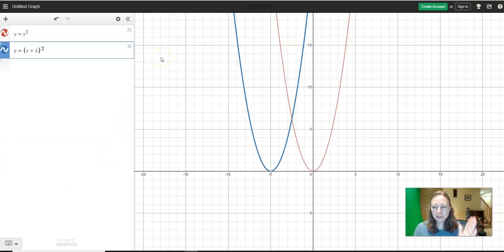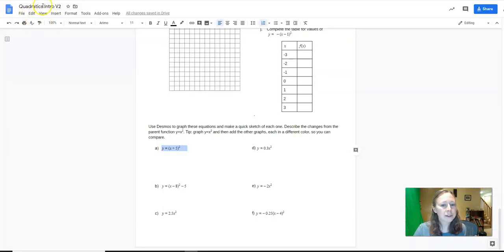And on your paper, you can just draw a little coordinate grid. So I'll show you what that might look like for me. Use the drawing tools. Okay, so I would draw a little axis like this, and notice that (x plus 5) squared shifted it this way, like that. So to the left, about 5 places. That's what the sketch would look like.